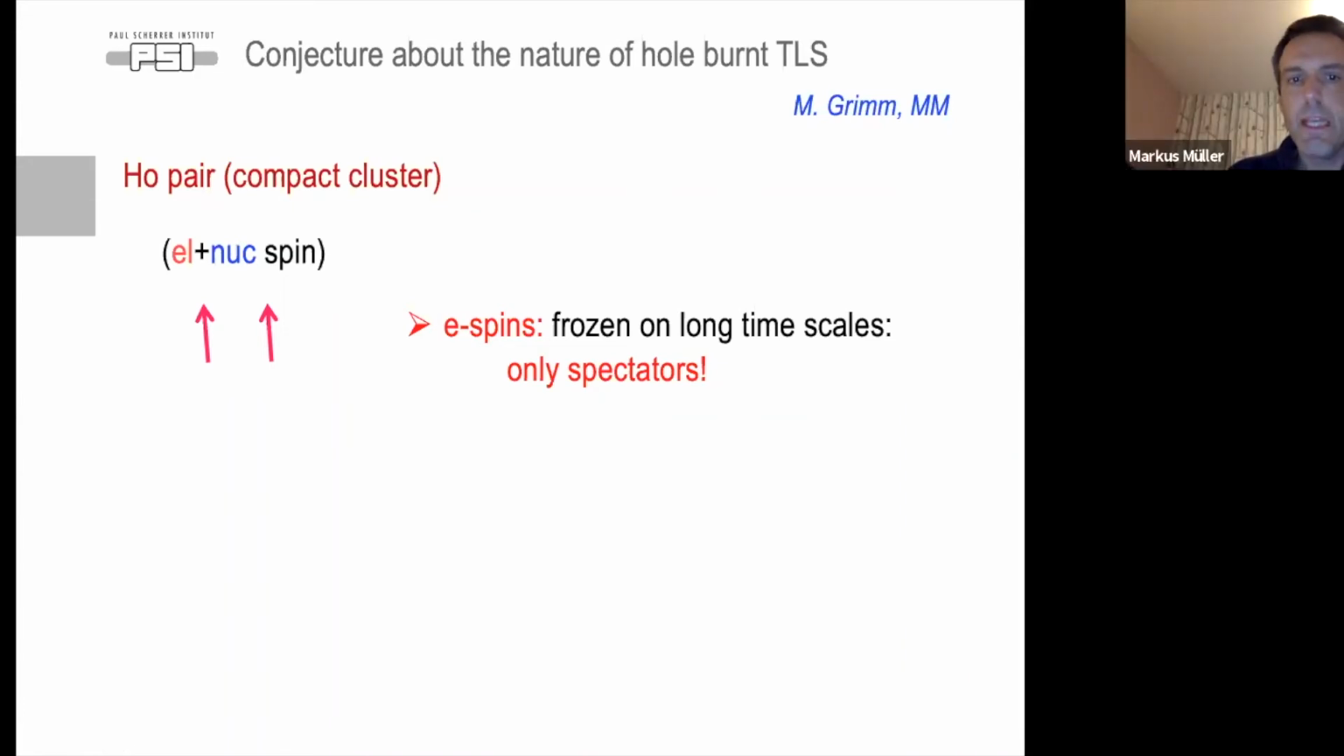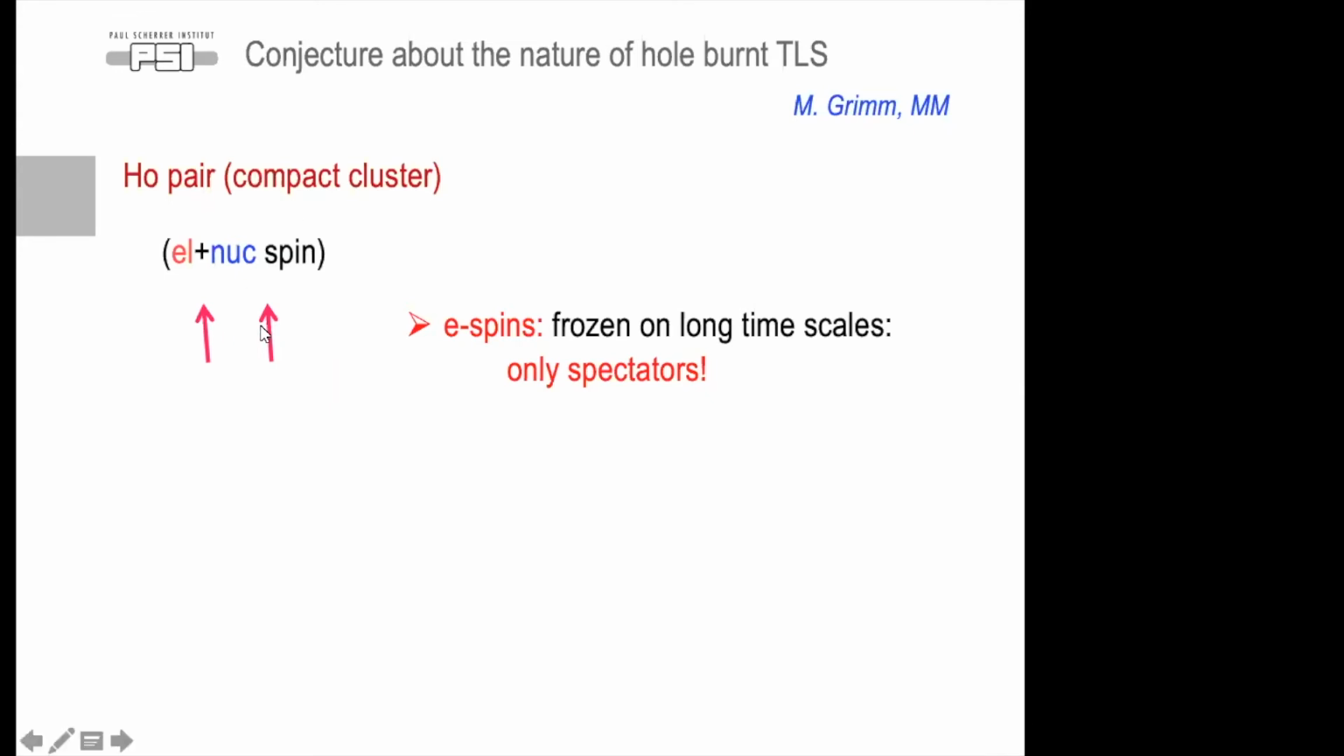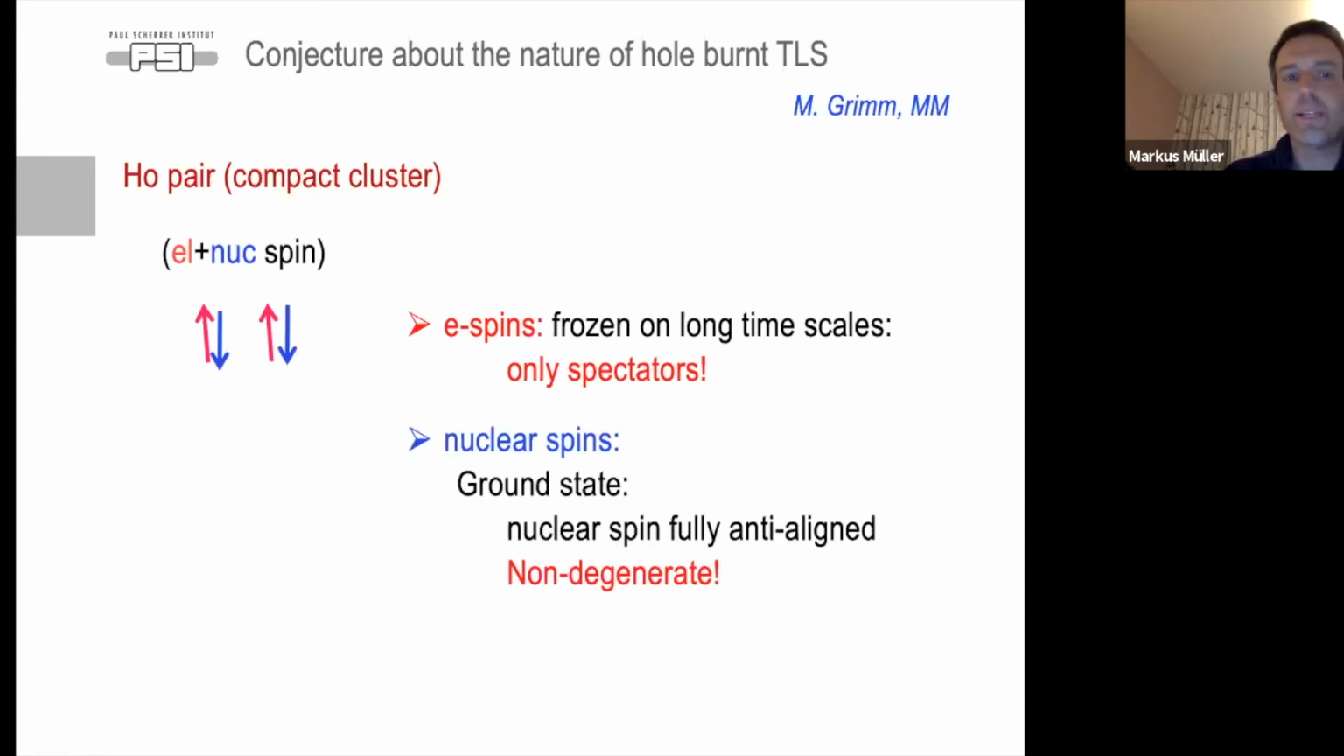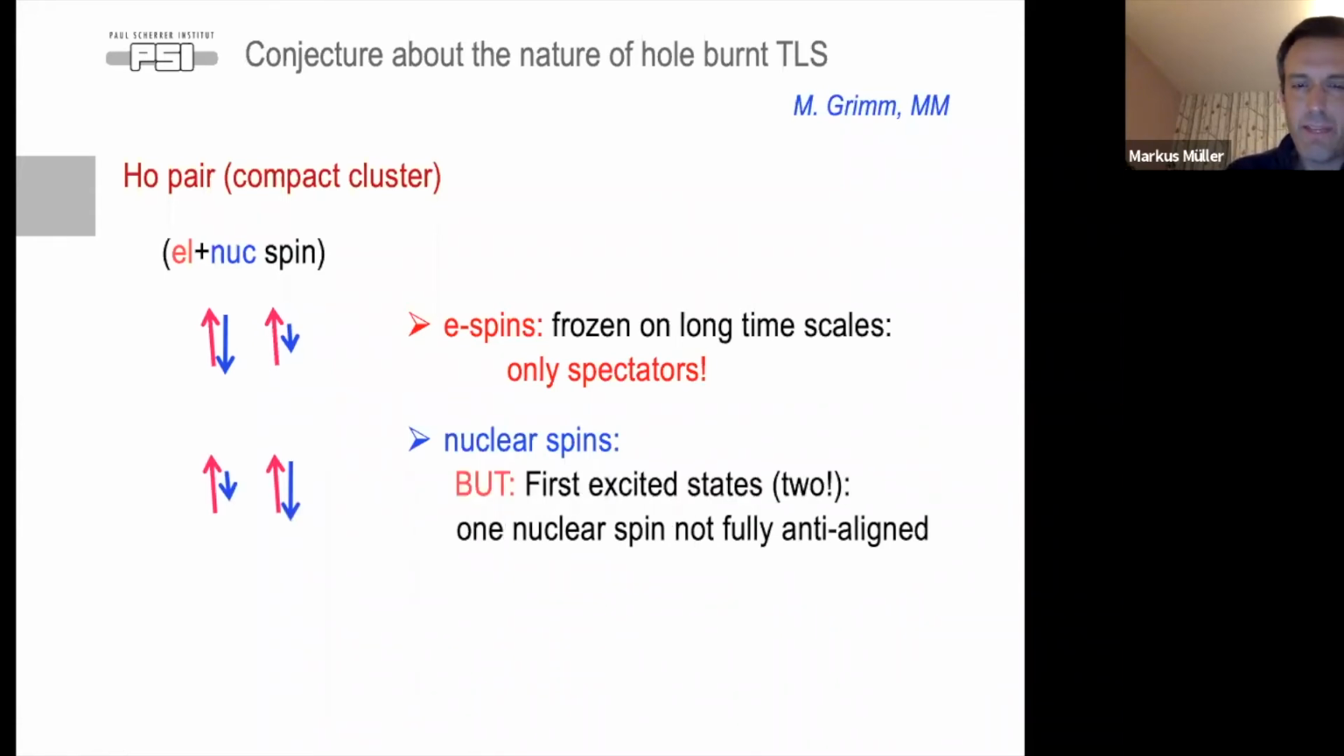So we look at a pair of holmium, and the idea is that the electronic spin degrees of freedom are frozen on long times and are basically spectators. But you have the nuclear spins that sit beneath them. And in the ground state, they will just be anti-aligned. And so nothing is degenerate, the ground state is unique.